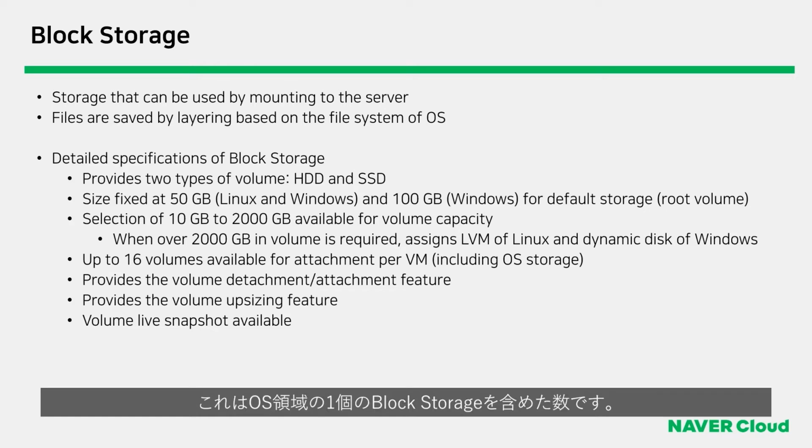A detach feature is provided for additional block storage, enabling you to detach additional block storage that was allocated to a server named A and attach it to another server named B. It also supports storage capacity expansion, allowing you to allocate a larger capacity than the initially allocated capacity. However, you can only expand up to 2 terabytes for each volume.